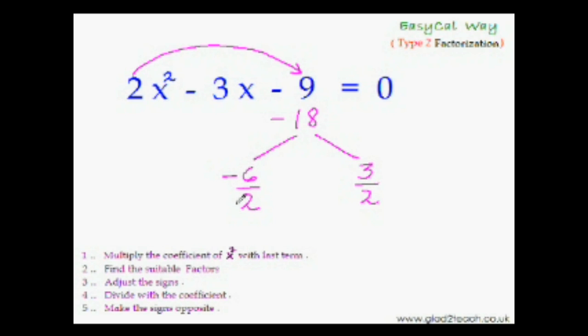In fact, we can simplify this fraction further. 2 times minus 3 is minus 6. And once we have the factors, you know how easy it is to find the roots. We just have to make the signs opposite. So this minus 3 will become plus 3 and this plus 3 by 2 will become minus 3 by 2. That's it. Question solved.